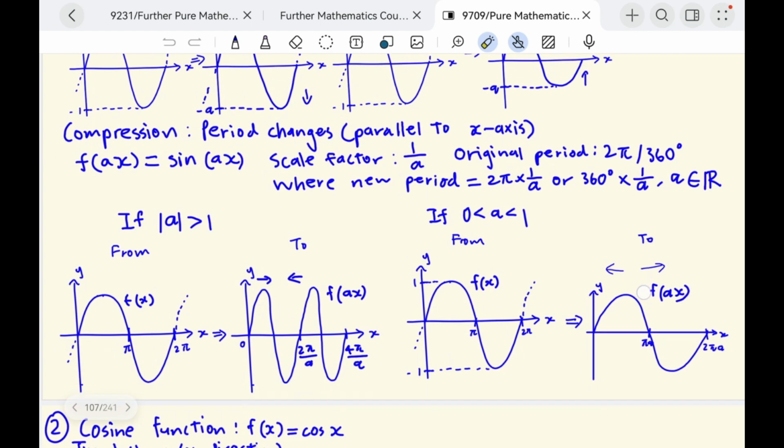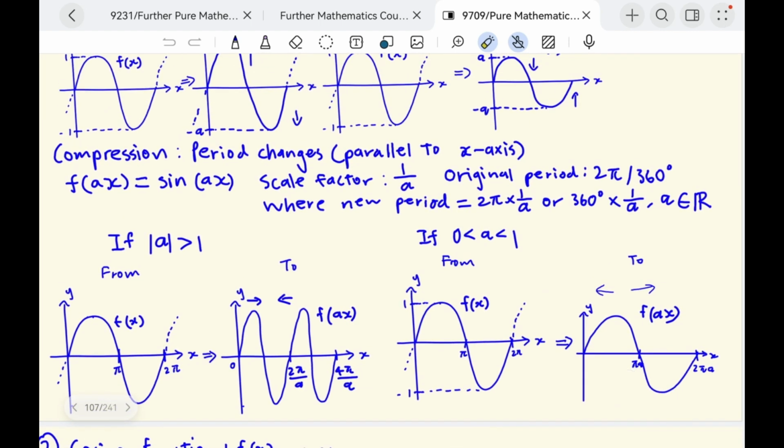Whereas if you have a stretch transformation by replacing x with ax, it undergoes a compression with a scale factor of 1 over a. So my implication was right, because as I said before, the horizontal and the vertical transformations are opposite. And this is clearly evident. This is the best evidence.